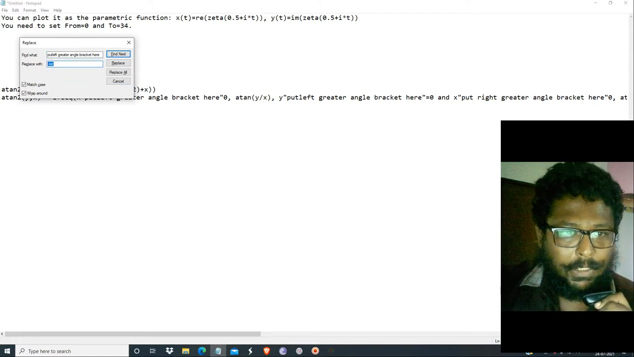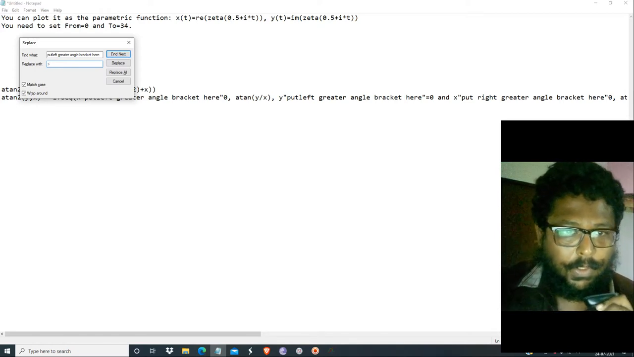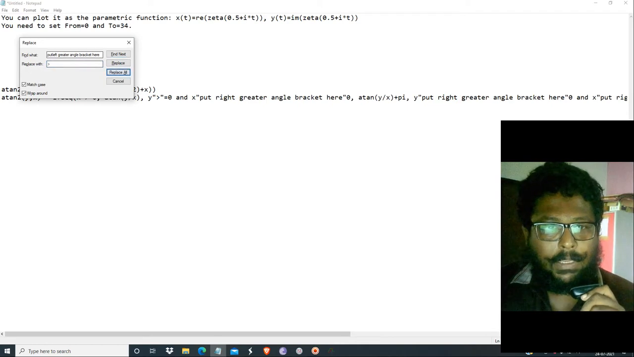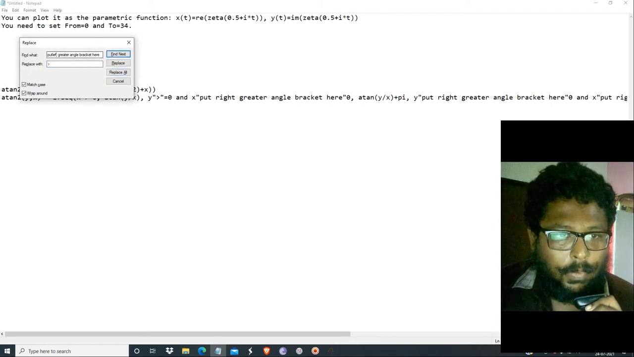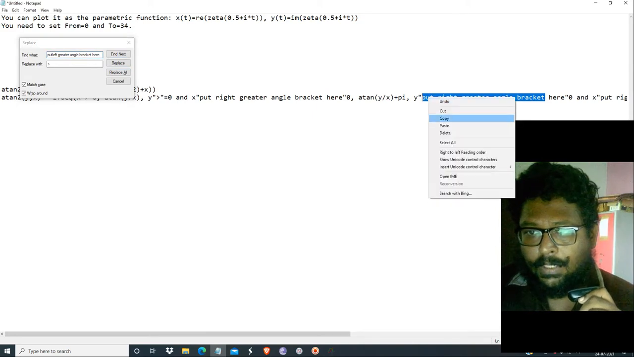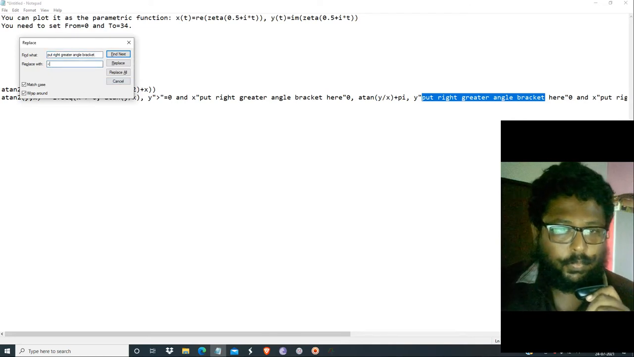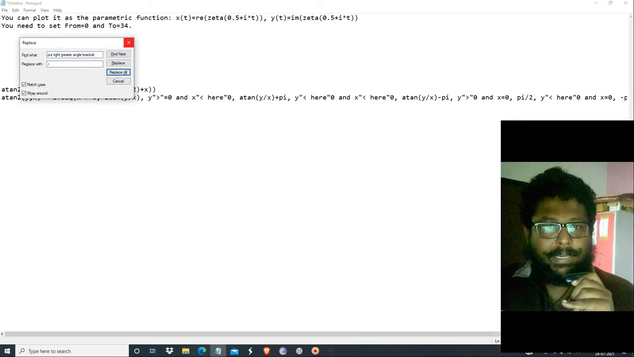Okay, put the greater angle bracket, right, greater, put the left angle. Okay, and it should be put the right, and I'll show you how to do this. Okay, so how to plot the atan2. Okay, okay, right, it's over here.